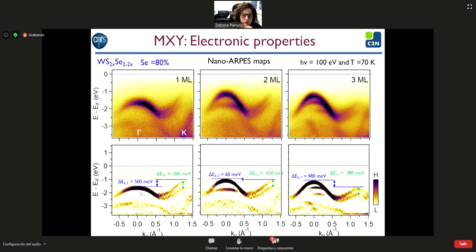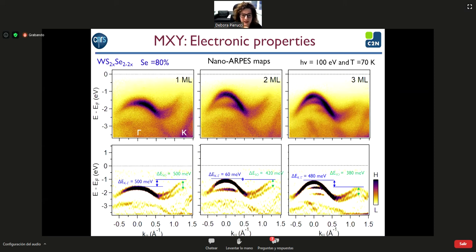So as I told you, at the K point, the predominant nature of the band is due to the in-plane orbitals, the dz and the pz orbitals of the chalcogenide and the transition metal. So they are less sensitive to the interlayer interaction. And this splitting that we have here is induced only by spin orbit coupling. So we can see that the value of the spin orbit coupling sees an evolution from 1 to 3 monolayer, going from 500 meV to 380 meV. That is at least a very huge value compared to the transition metal dichalcogenide.